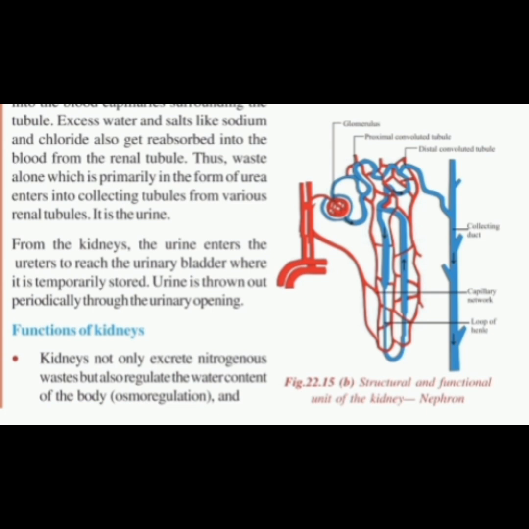From the kidney, the urine enters the ureter and reaches the urinary bladder, where it is temporarily stored. In the urinary bladder it is stored drop by drop, and finally the urine is thrown out at certain intervals. So this urine is excreted from our body.